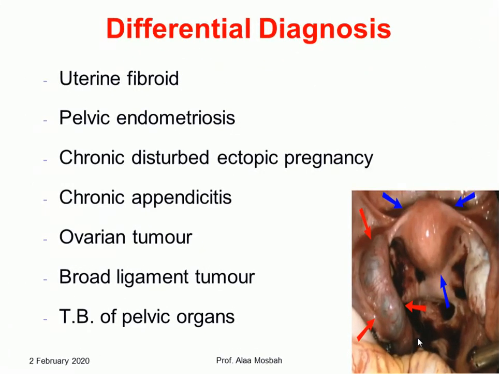Differential diagnosis of chronic PID includes uterine fibroid, pelvic endometriosis, chronic disturbed ectopic pregnancy, which is very important to differentiate, as in this picture, this is an ectopic pregnancy. Serum beta HCG is diagnostic. Chronic appendicitis, ovarian tumor, broad ligament tumor, TB of pelvic organ. Of course, I can use different tools for differentiation using transvaginal ultrasound and abdominal ultrasound, and using some markers to detect the lesion.